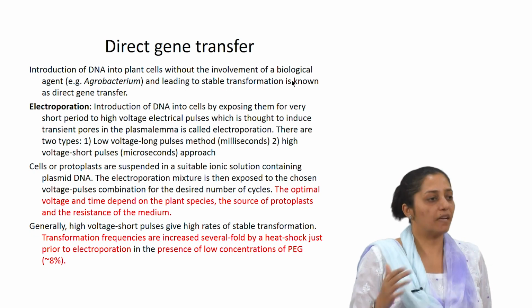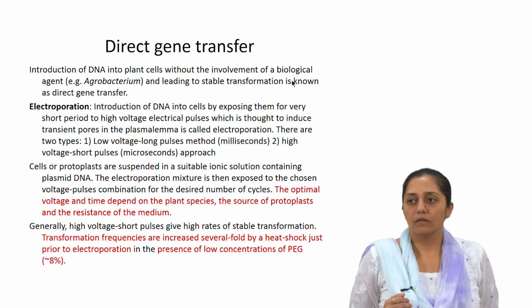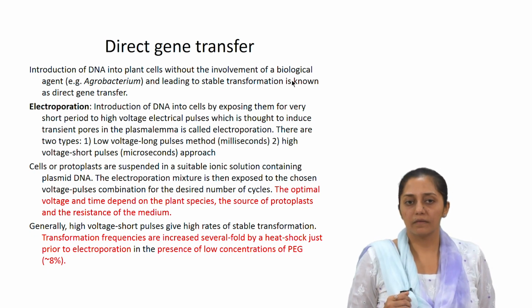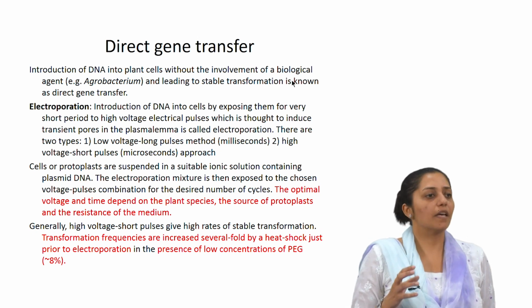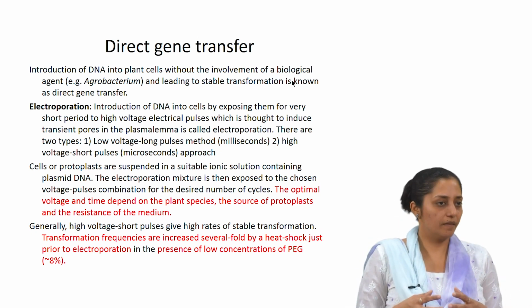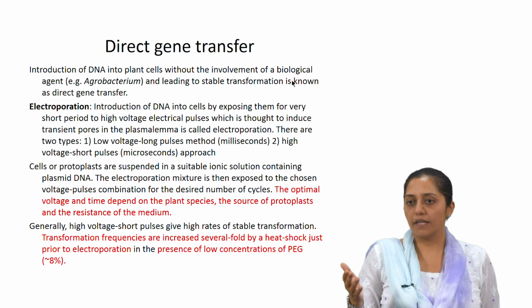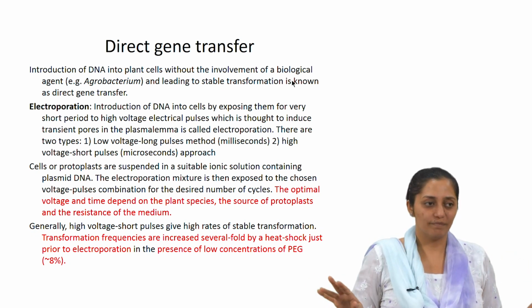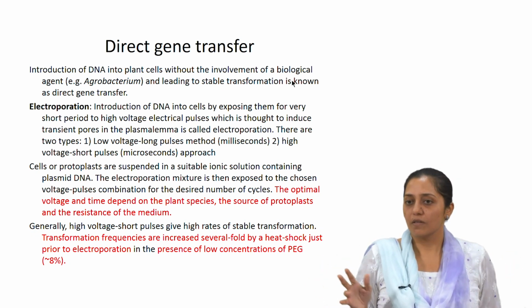Any divalent cation, even magnesium, can be used. How is it making it susceptible? It increases the proximity between the extracellular DNA and the cell and reduces the repulsion, because both are negatively charged. So that is the way.